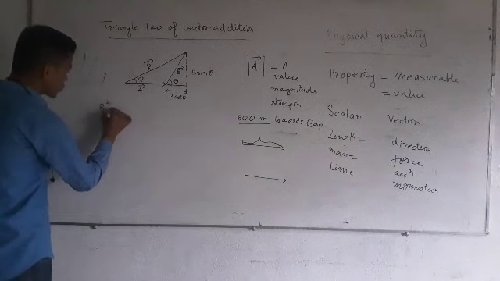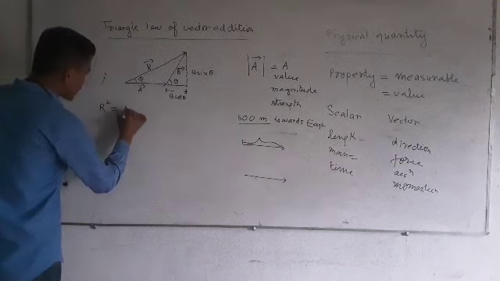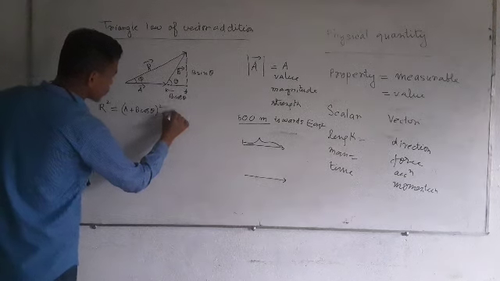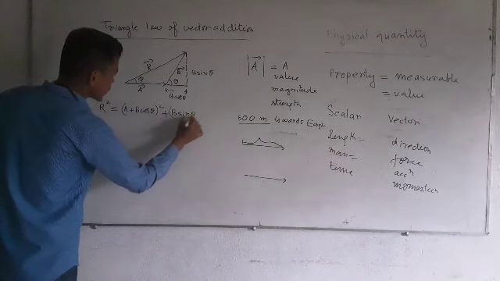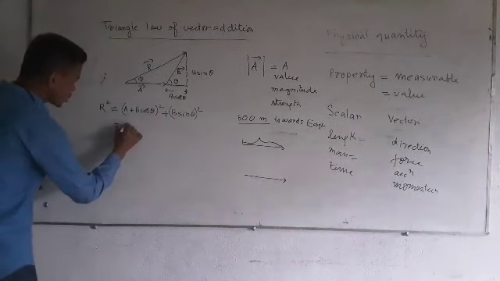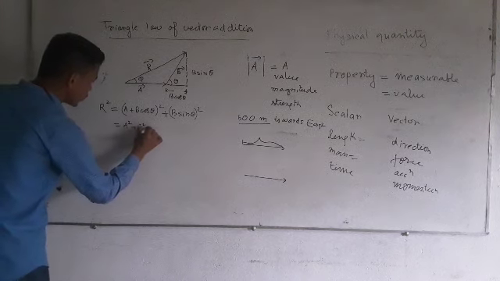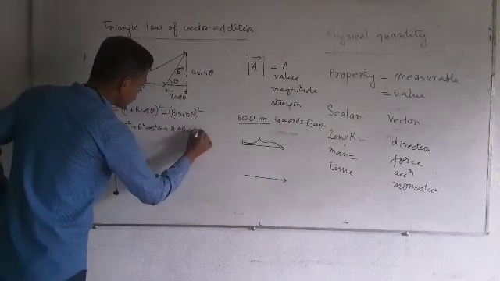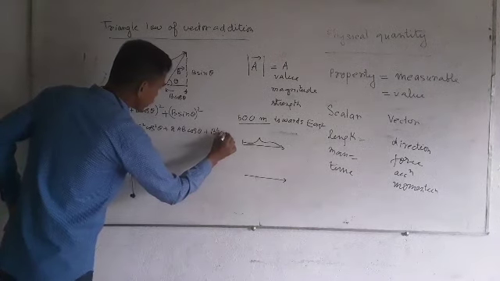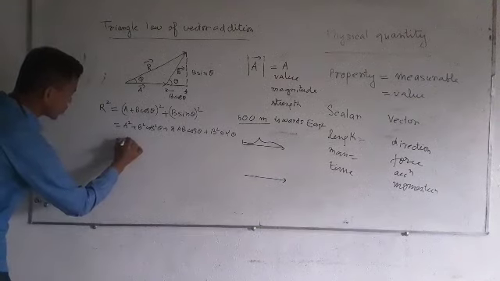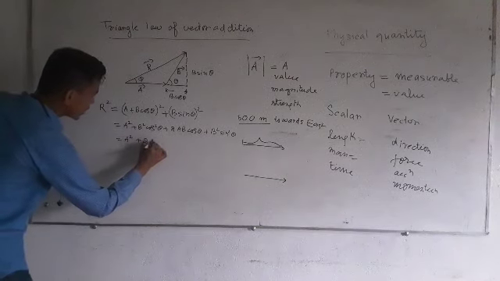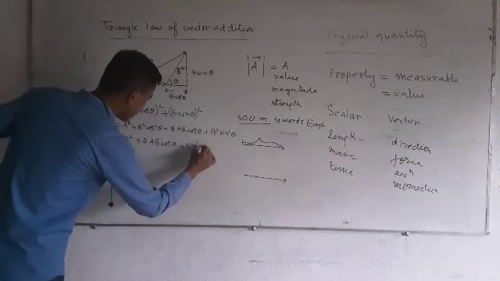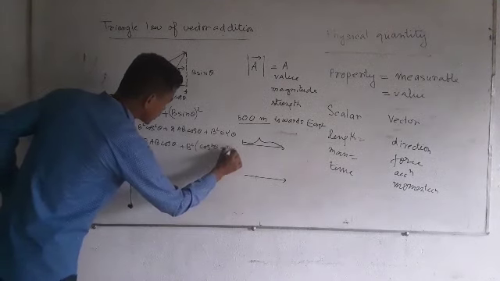Now the square of the resultant vector, the square of the hypotenuse, is equal to the square of the base, that means (A plus B cos theta) whole square, plus the square of the opposite side, (B sin theta) whole square. Therefore this is equal to A square plus B square cos square theta plus twice AB cos theta plus B square sin square theta. Now this is equal to A square plus twice AB cos theta plus B square (cos square theta plus sin square theta).